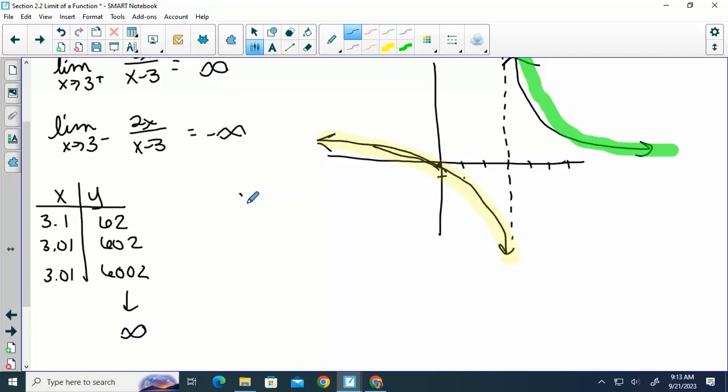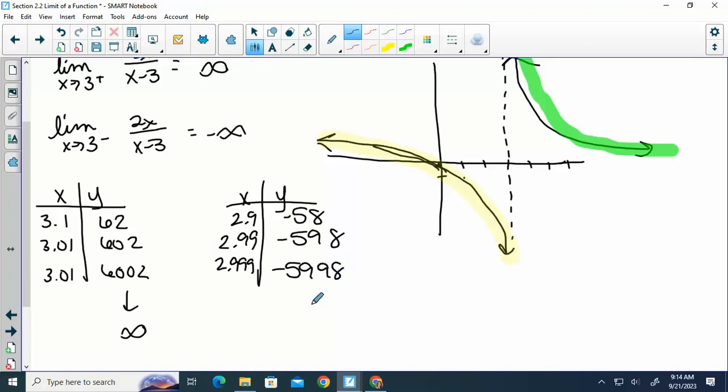If we want to do from the left, you have to put in things smaller than 3. So if we plug those in, negative 58, negative 598, negative 5,998. So what are those approaching?